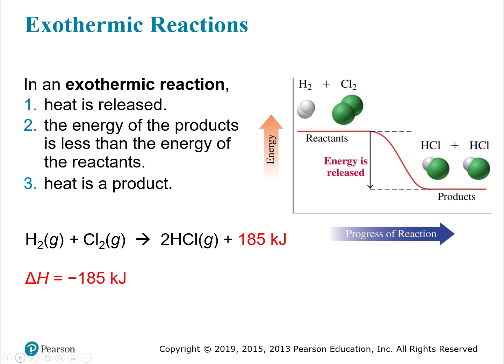In an exothermic reaction, heat is released. So the energy of the products is less than the energy of the reactants. If you're writing the heat as part of the chemical equation, you put the heat on the product side because heat is released. If you see a delta H with a negative sign, that means that heat is released. It's exothermic.